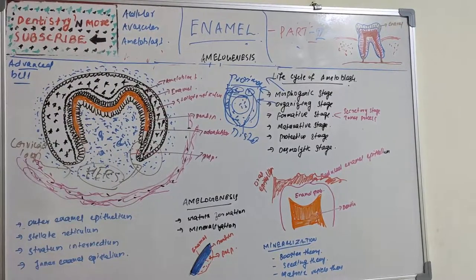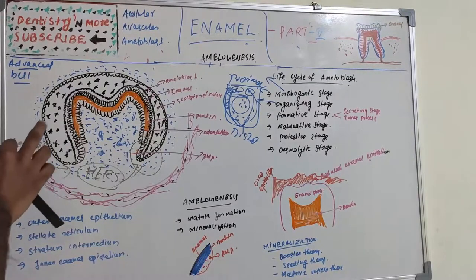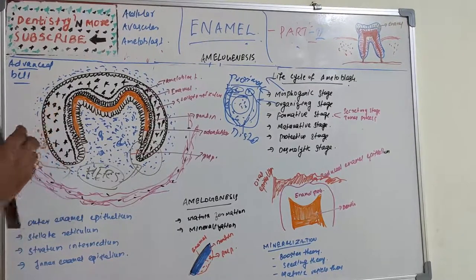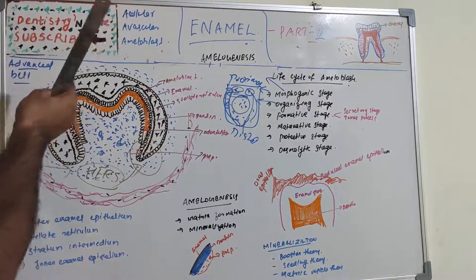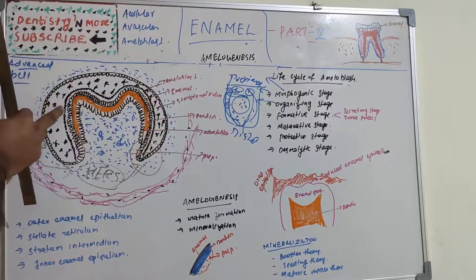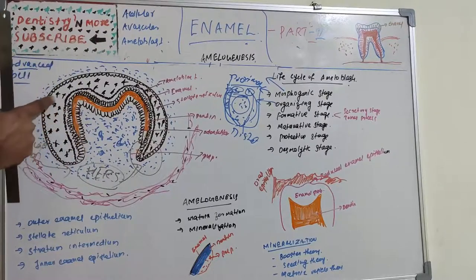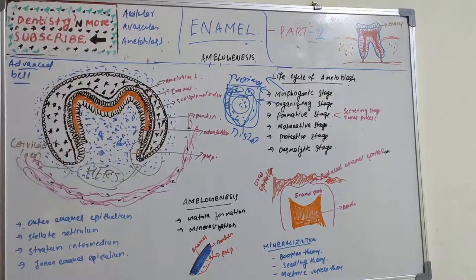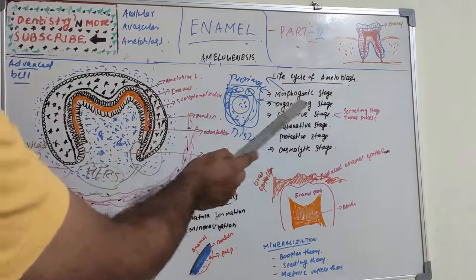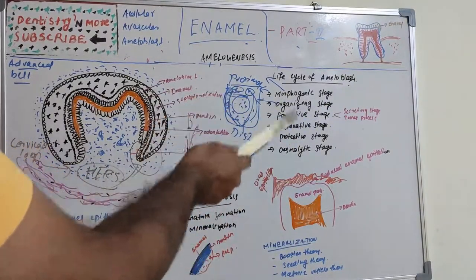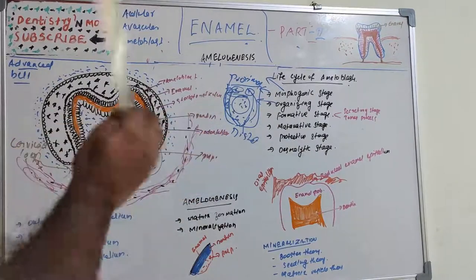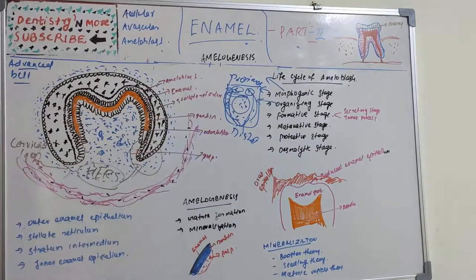So there will be reduction and gradual disappearance of stellate reticulum, thus minimizing the distance between capillaries. As the formation of dentin and enamel happens, this distance will be reduced. The stellate reticulum will be collapsed, bringing the capillaries closer to the inner enamel epithelium. Okay. So we finished two stages, morphogenic stage and organizing stage. Hope you are clear on this: the reversal of polarity of centrioles, Golgi apparatus and mitochondria.